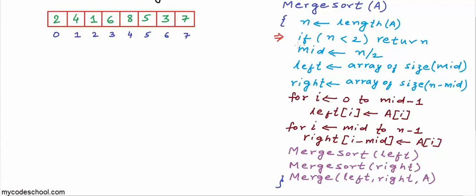This condition is not true, so we will not return and exit from this function. We will move forward. We will calculate the mid index. Now n is 8, so mid will be 4, and now we will create 2 arrays, left and right, one of size mid and another of size n minus mid. We will fill up these arrays. The first 4 elements will go to left and next 4 will go to right.